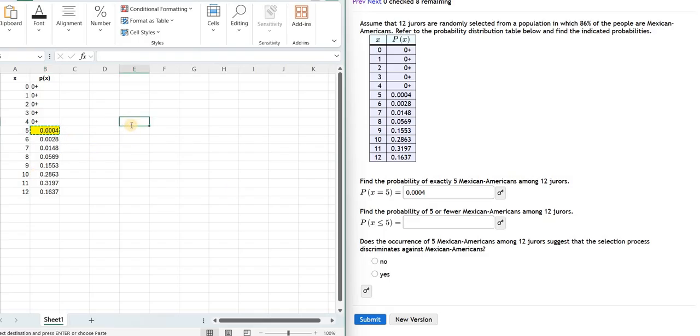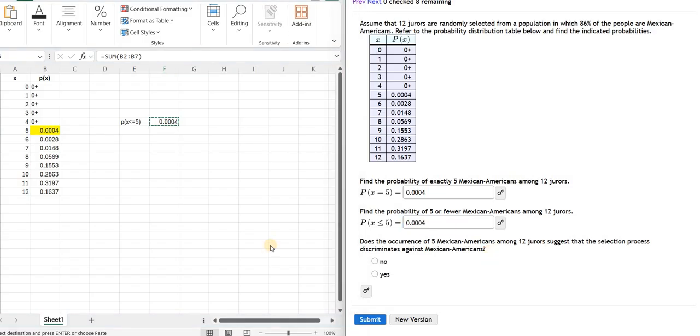So the probability of X less than or equal to 5 is basically equal to the sum of the probabilities for 5 or fewer. So I'm just going to add all of these probabilities up, which is basically the same because all of the other ones are zeros.